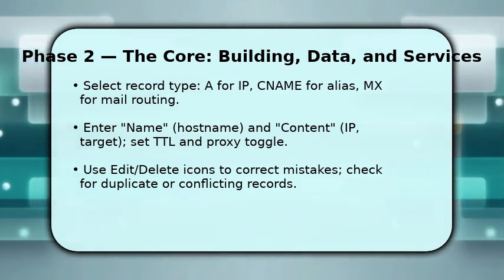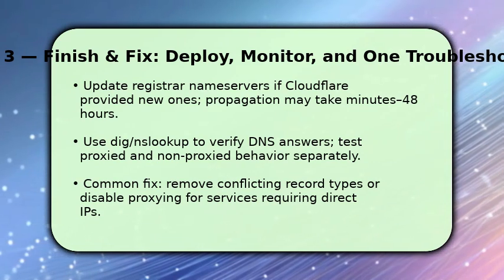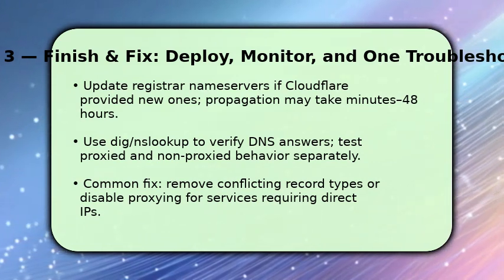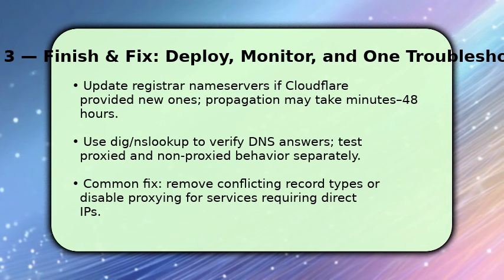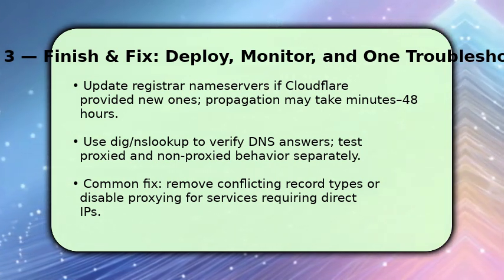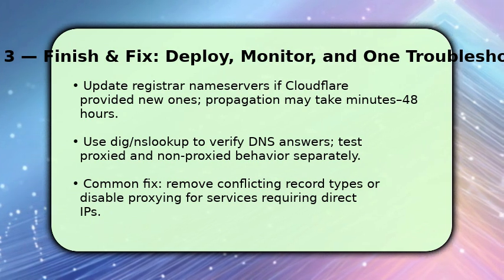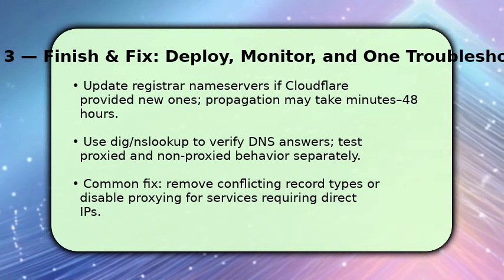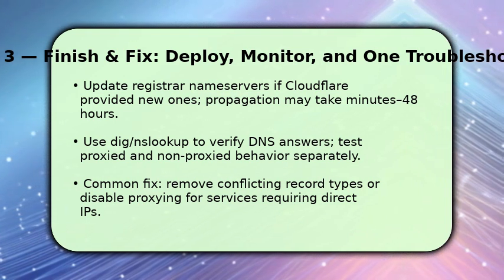Finish by confirming name server changes at your registrar if prompted, then monitor propagation. Many changes appear in minutes, but allow up to 48 hours. If something fails, run dig or an NS lookup against Cloudflare's name servers to see authoritative records and check whether Cloudflare's proxy is hiding the origin.